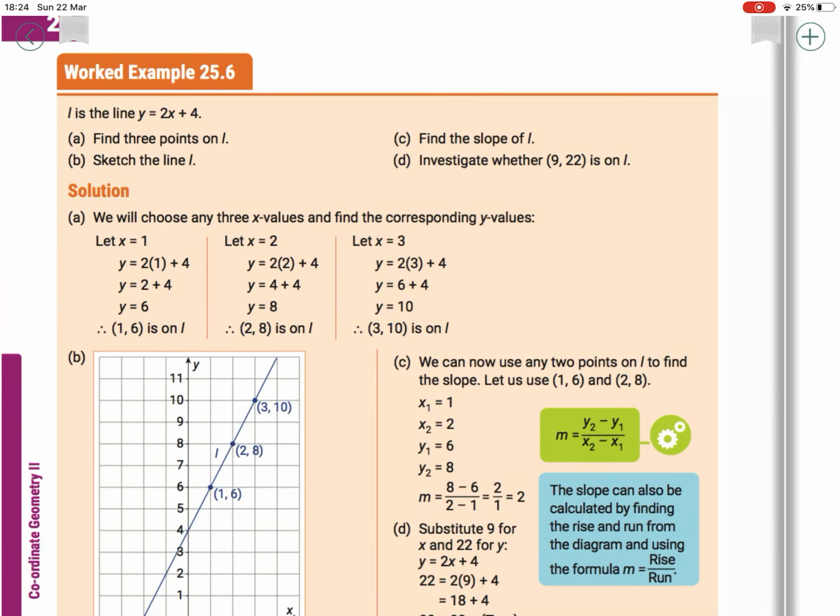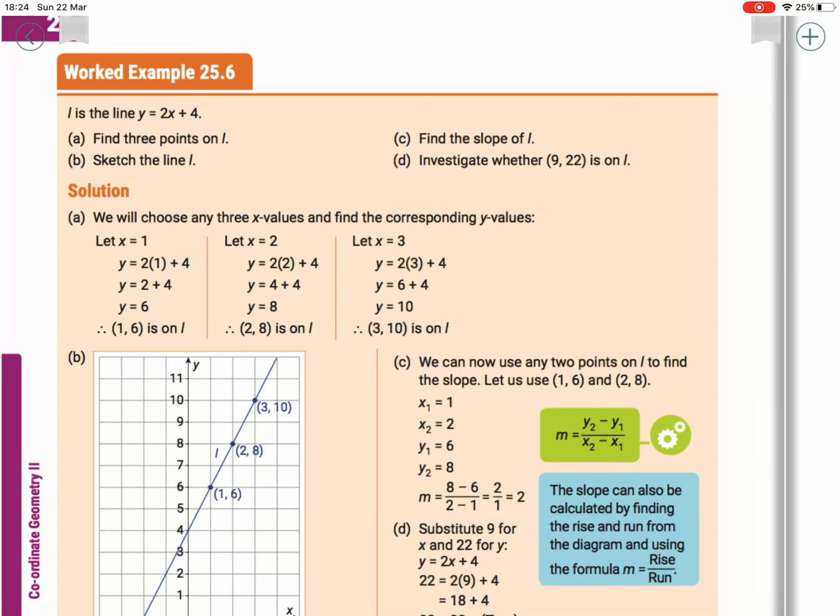To look at this, it says L is the line, and it gives the equation. So the equation is y equals 2x plus 4. What that's saying is, if you know any x value, you can put in the x value and find a y value, and that's all it's letting you do with that equation. So part A says find 3 points on line L.